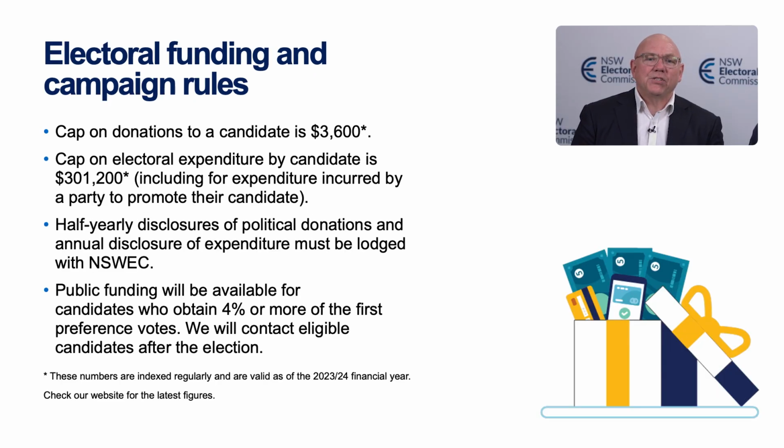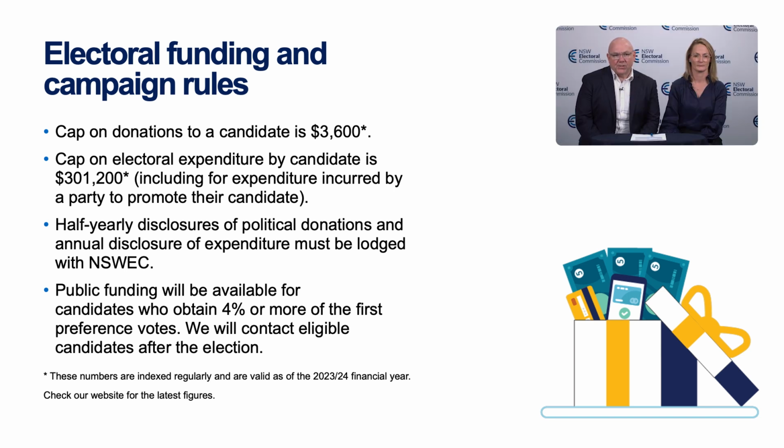The cap on donations to a candidate is $3,600. The cap on electoral expenditure by a candidate is $301,200. Half-yearly disclosures of political donations and annual disclosure of expenditure must be lodged with the New South Wales Electoral Commission. Public funding will be available for candidates who obtain 4% or more of the first preference votes. We will contact eligible candidates after the election.